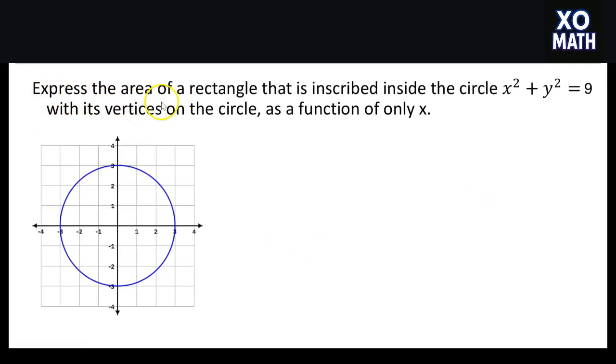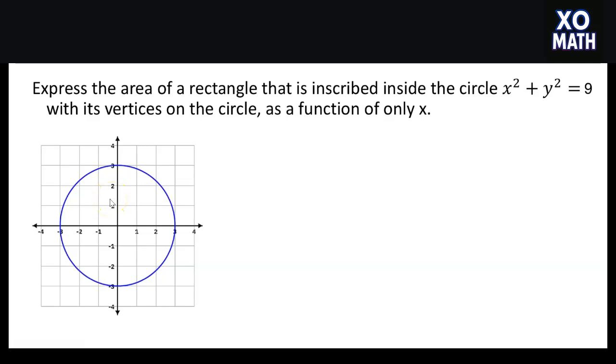We want to express the area of a rectangle that is inscribed inside the circle x squared plus y squared equals 9, with its vertices on the circle, as a function of only x. So here is the circle x squared plus y squared equals 9. It's centered at the origin with a radius of 3. We want to express the area of a rectangle that's inscribed inside this circle.